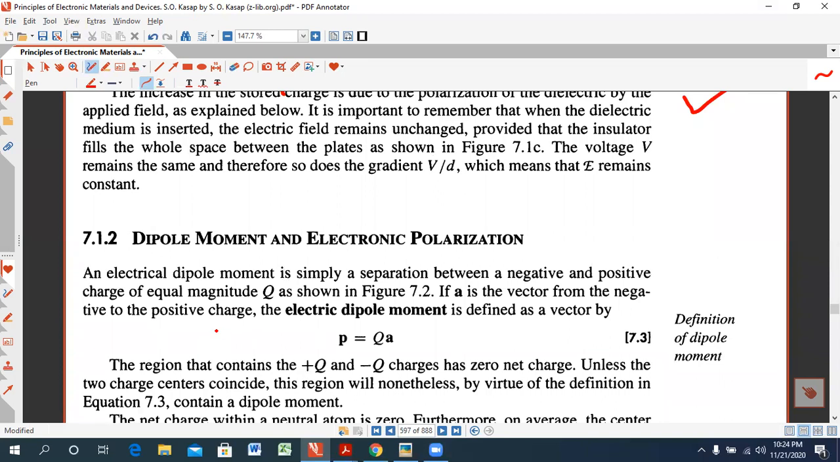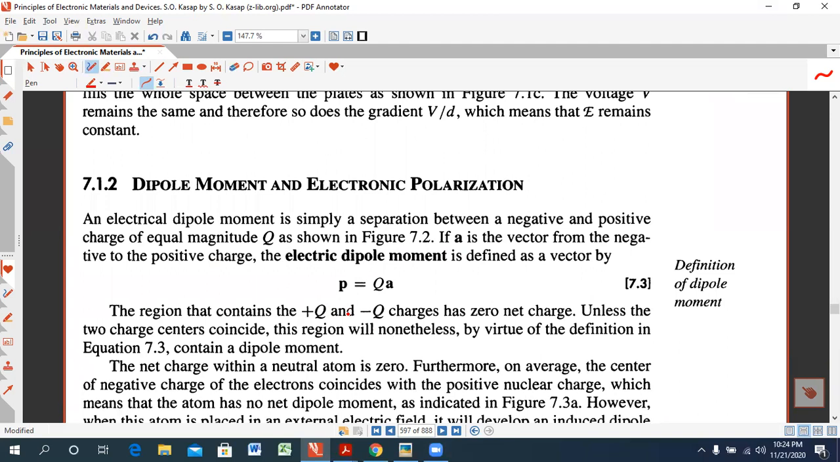Now the electric dipole moment, we have already discussed this. If two plates are separated by a distance a, and one plate is positively charged and the other is negatively charged, then P should equal Qa. So we have already defined these things just before. That is the electric dipole moment.